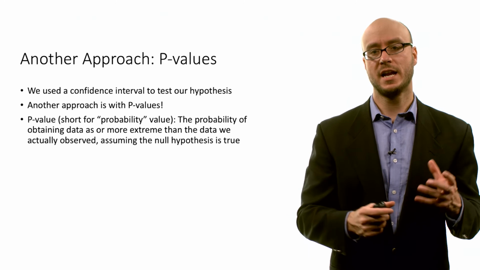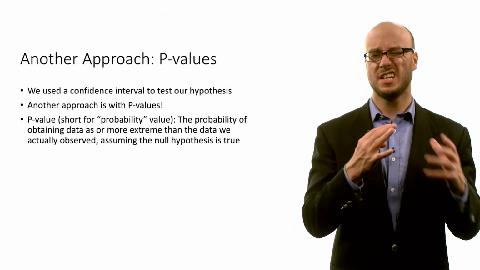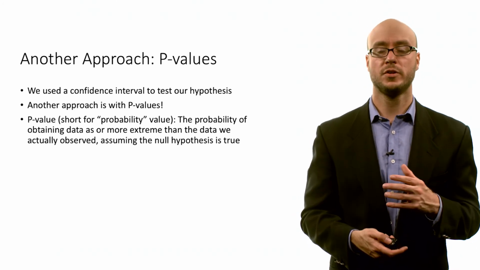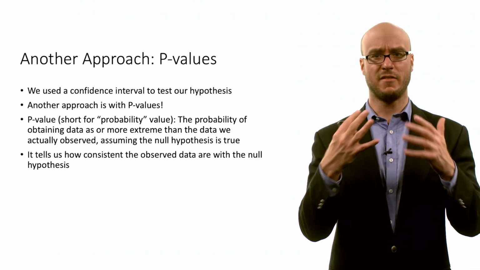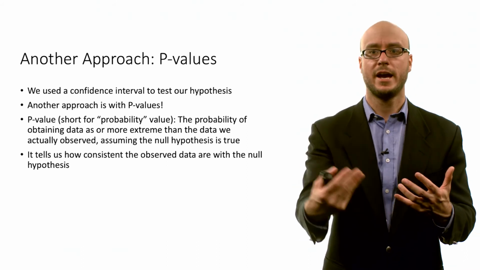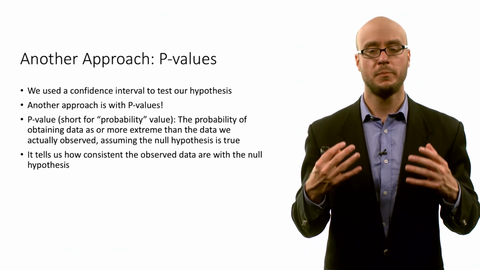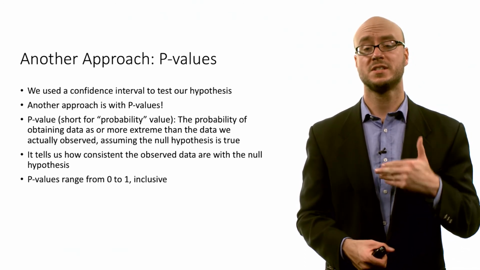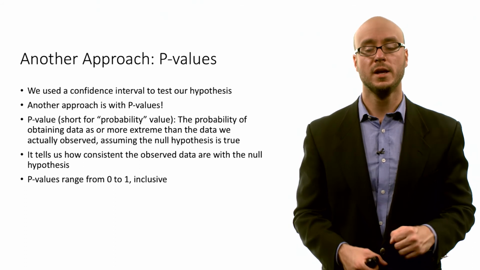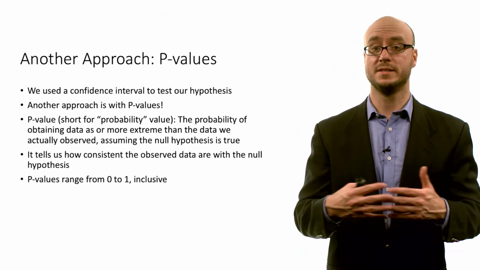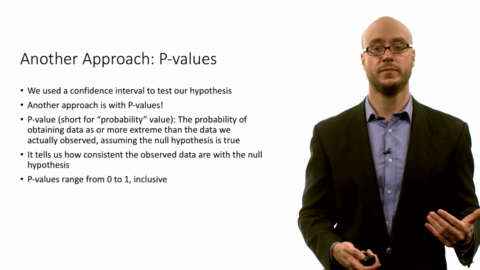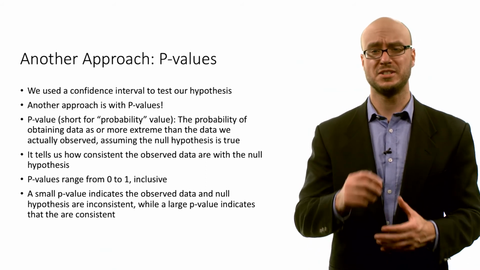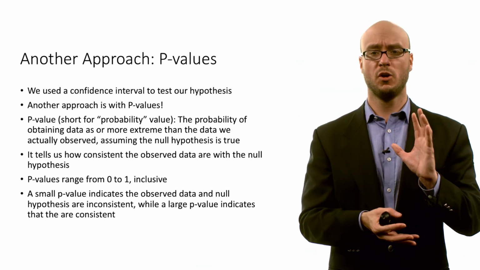If that null is outside of our confidence interval, then that suggests our data is somehow inconsistent with our null hypothesis, and we reject the null. Another way to measure consistency between our data and our null hypothesis is with p-values. A p-value tells us how consistent the observed data are with the null hypothesis under the assumption that the null is true. P-values, as they suggest, range from 0 to 1. A small probability value indicates that the observed data and the null hypothesis are really inconsistent. It's a low p-value or small p-value.